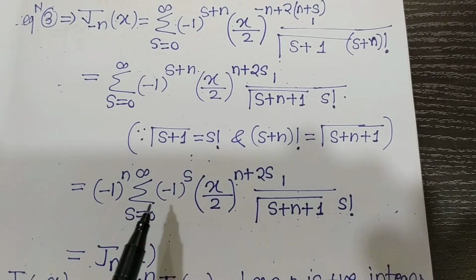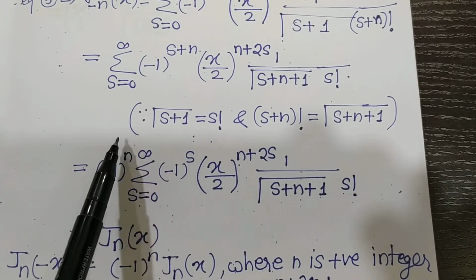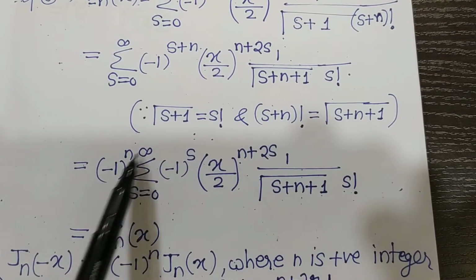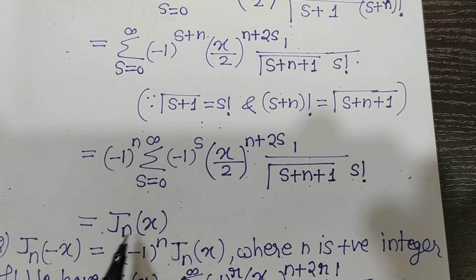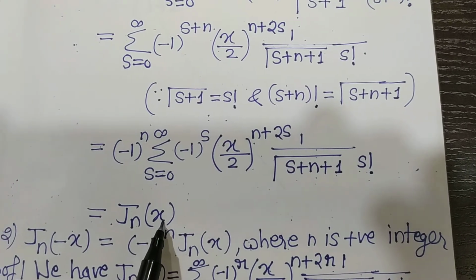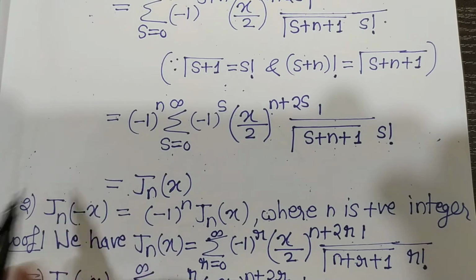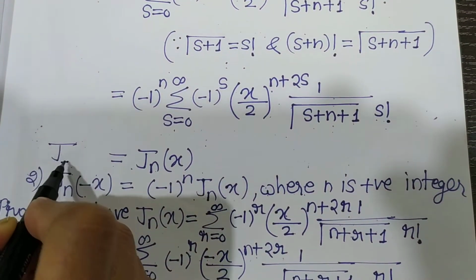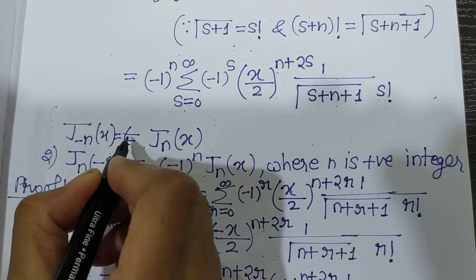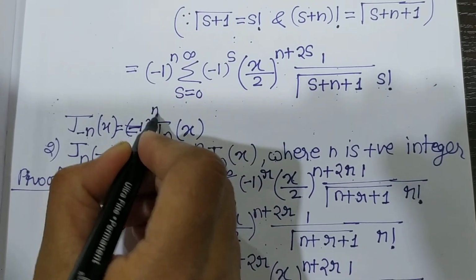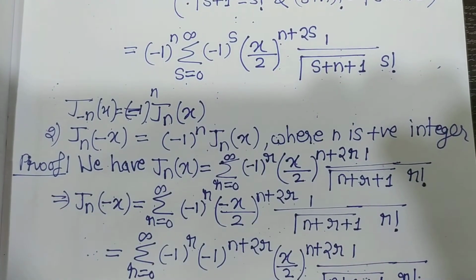If in the summation definition of Jn of x, we replace r by s, we get exactly the same expression. So we can write this complete term as Jn of x. Therefore J minus n of x is equal to minus 1 raised to power n into Jn of x, which is the result we wanted.